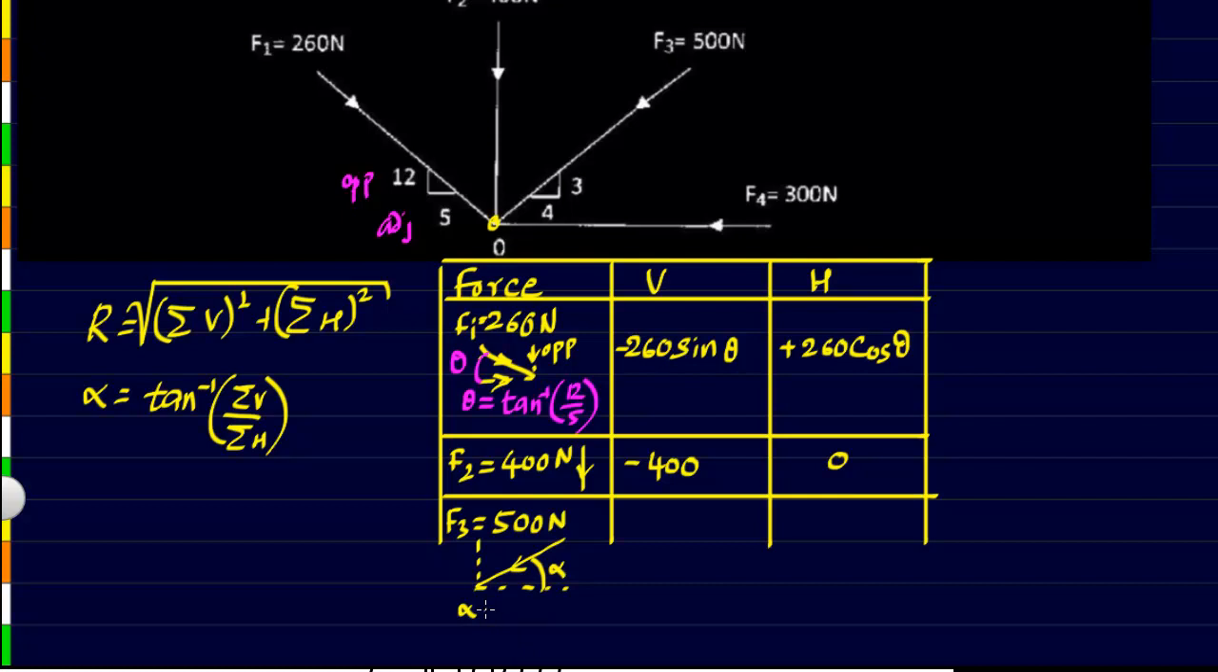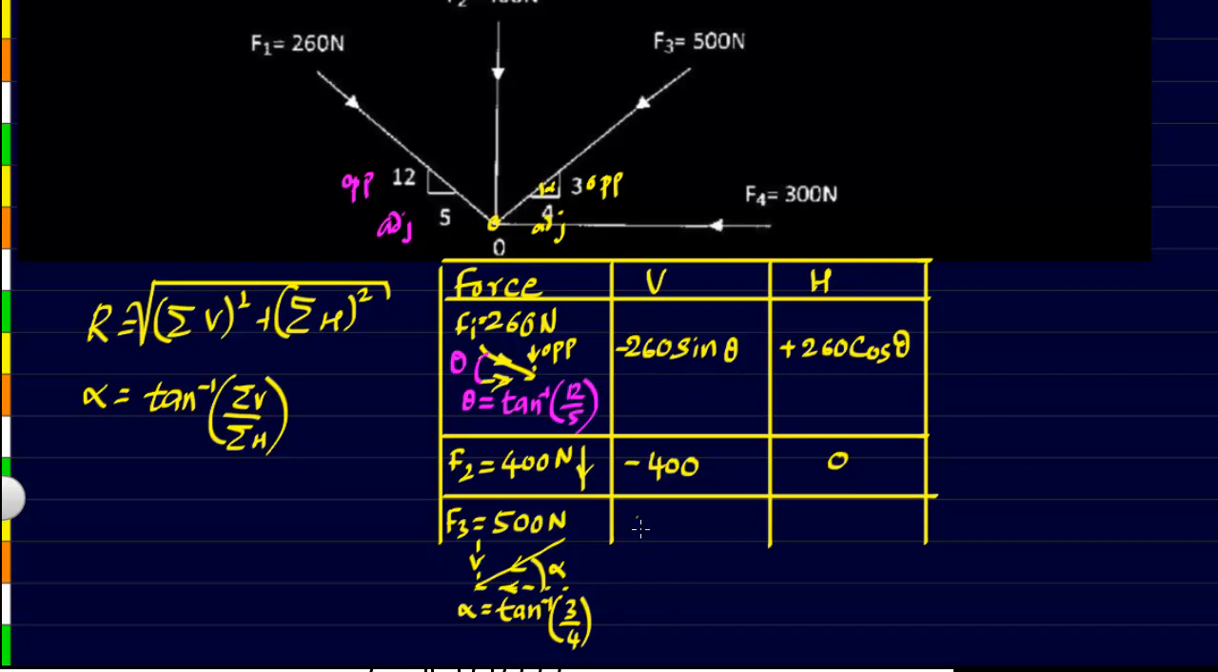Okay, alpha equals tan inverse, and here this is opposite and this is adjacent, and because we are taking this angle as alpha, this will be opposite and adjacent. So tan inverse opposite by adjacent, so opposite is 3, adjacent is 4, so this will give us the angle alpha. Then coming to the components, of course this will be directed downwards, and this will be directed to the left side.